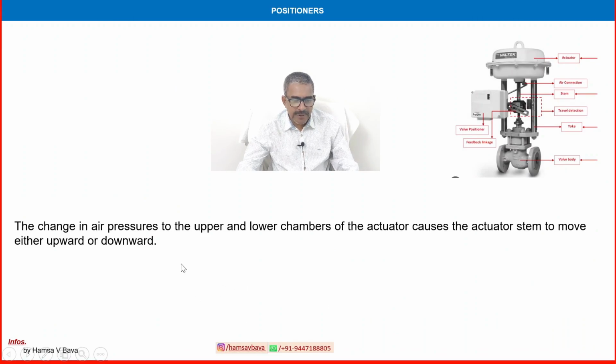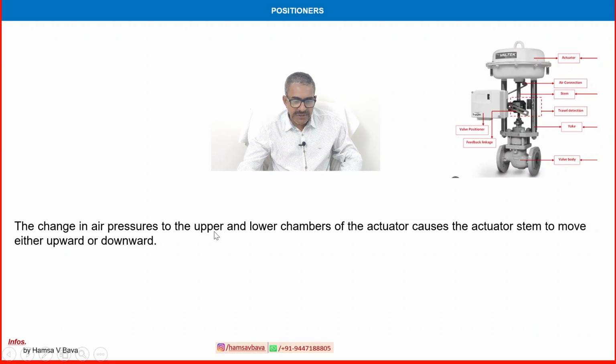The change in air pressure to the upper and lower chambers of the actuator causes the actuator stem to move either upward or downward. Now our positioner has already given the air power, the compressed air signal, to the actuator system. So how does the actuator move, providing enough power to the stem and the valve body? Ultimately our aim is to open and close the valve.